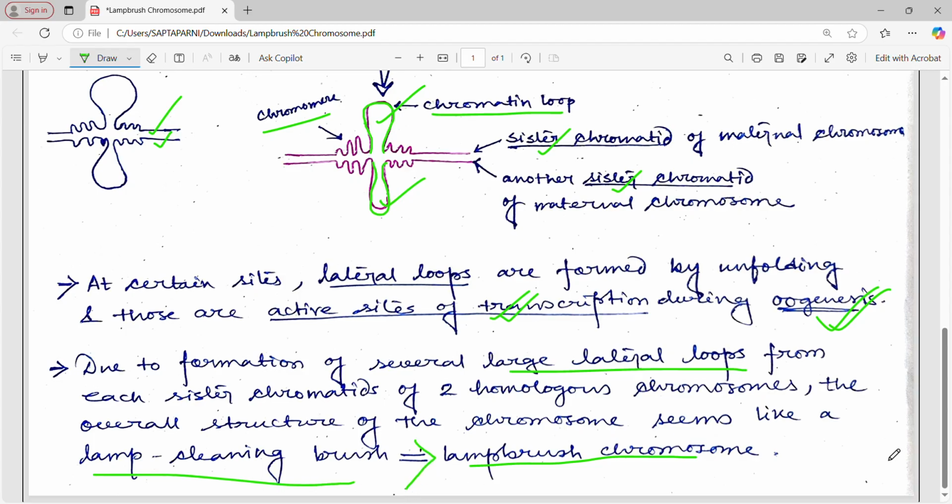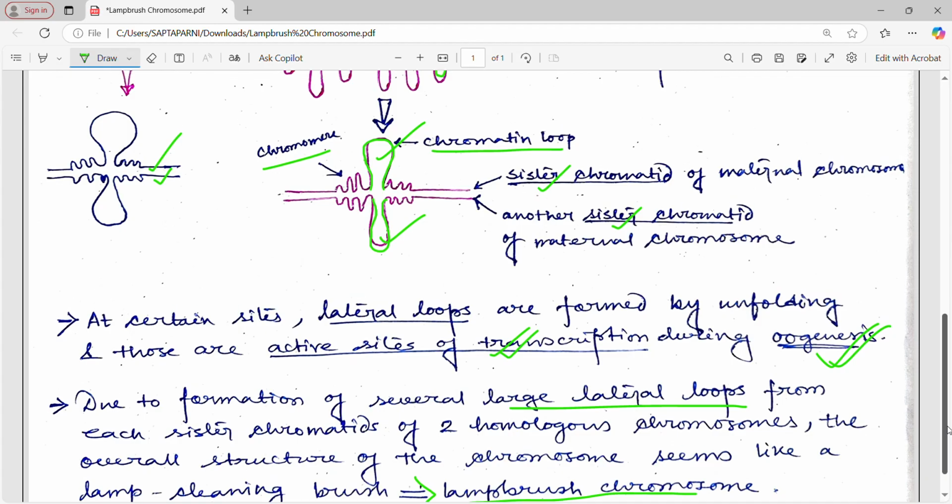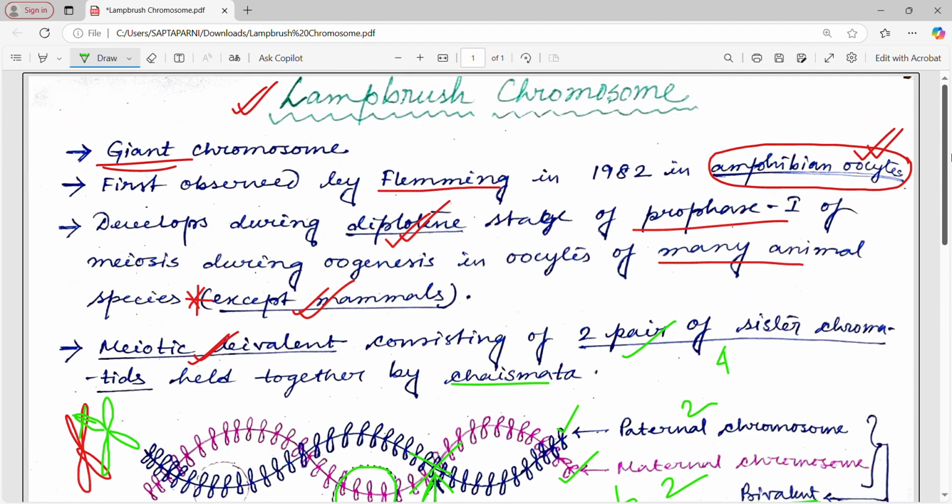So I hope the thing is clear in your mind: what is Lampbrush chromosome, where it was found, why it is called Lampbrush chromosome, and what its structure actually is.